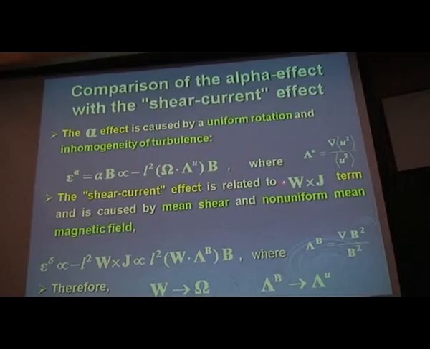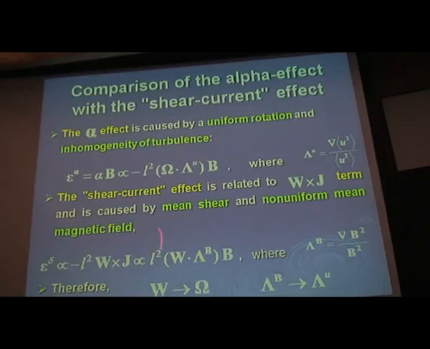If we consider the W×J term of the shear-current effect, we can rewrite this term in the following form: the kernel of B, and one term is the scalar product of vorticity by lambda B, where lambda B is the non-uniform mean magnetic field. And there is also a term with a gradient, but it doesn't matter because in the mean field equation, the curl of this term of the electromotive force equals 0.